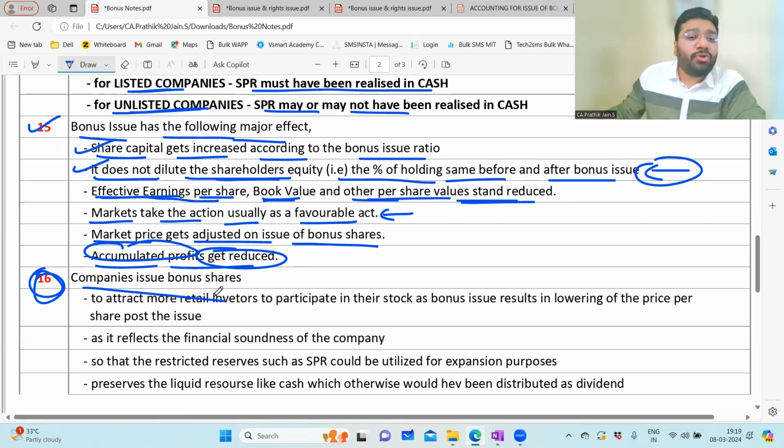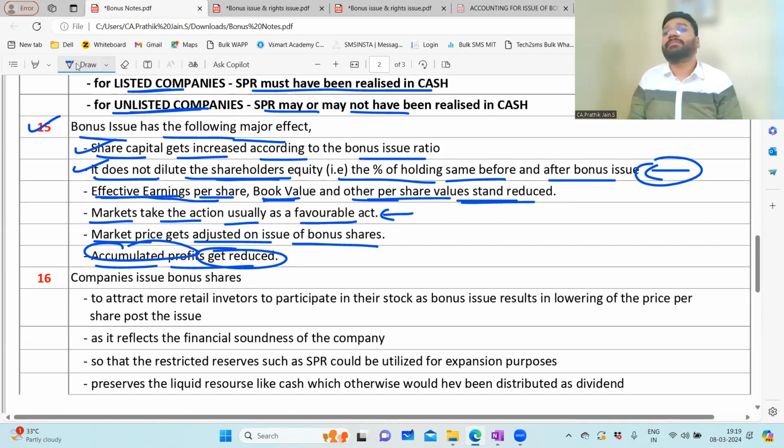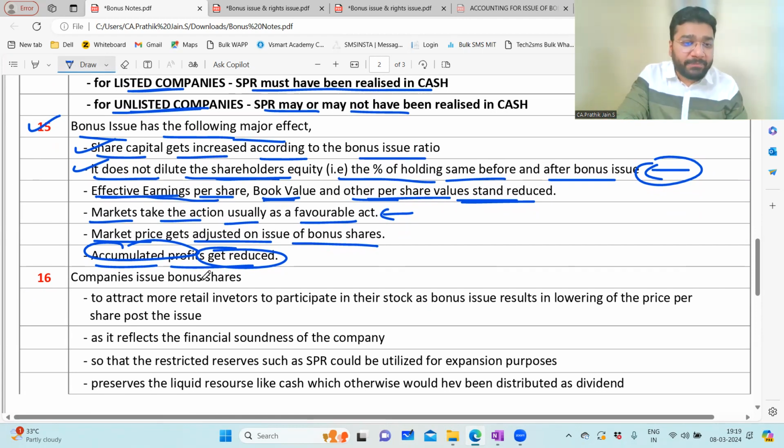Final theory point. Companies issue bonus shares. Why? This is not there in a textbook, but I had a curiosity. What is the benefit of a bonus issue? Who's benefiting? Company or shareholder or both? So I made my own analysis and am giving you the detail.